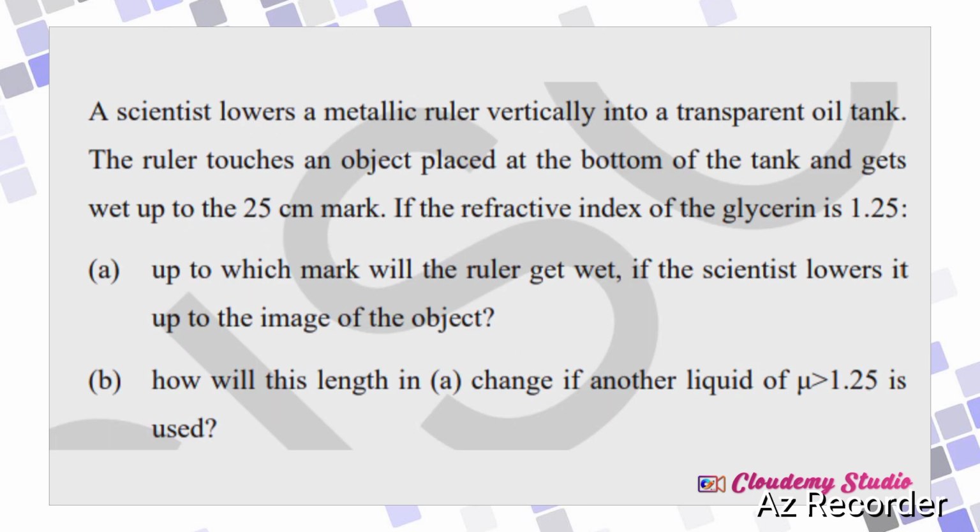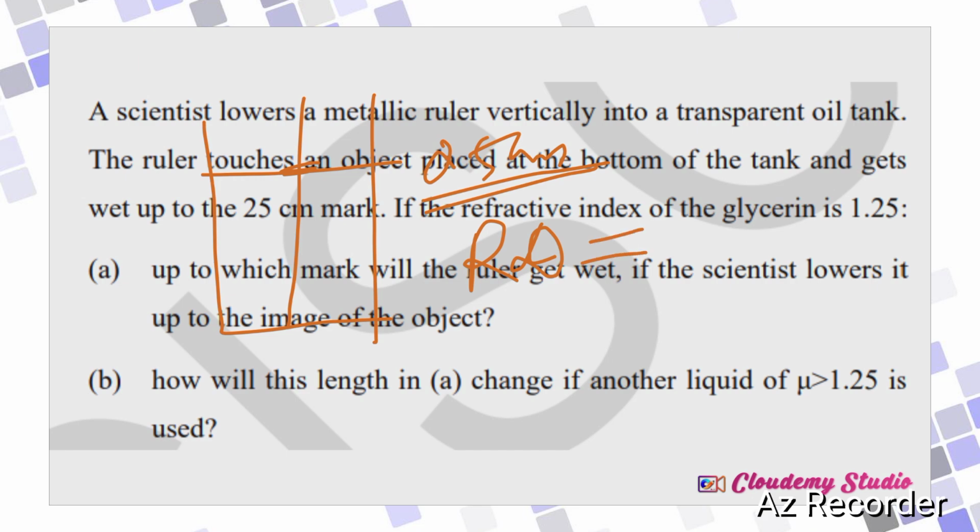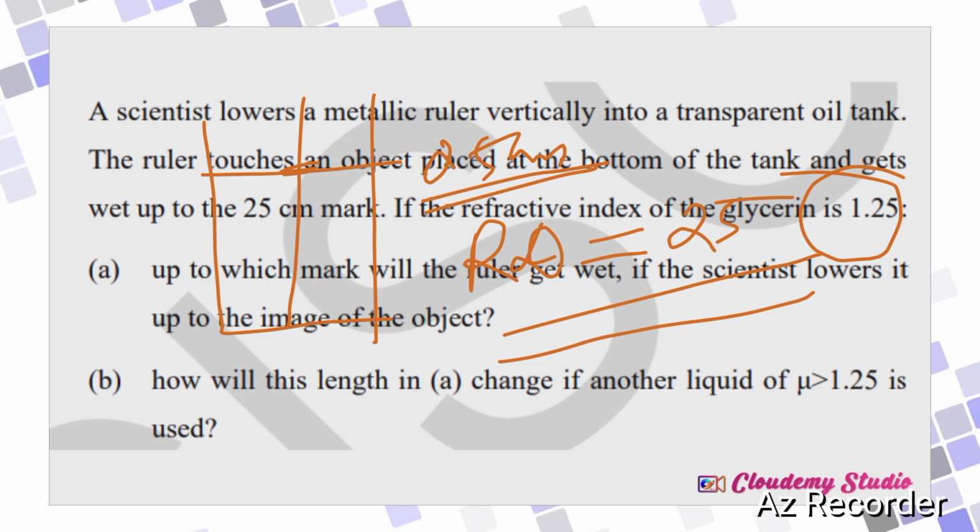So moving on to the next question, it is given that a scientist lowers a metallic ruler vertically into a transparent oil tank. The ruler touches an object placed at the bottom of the tank and gets wet up to the 25 centimeter mark, which means that the ruler which he has dipped inside the beaker gets wetted up to the 25 centimeter mark. Which implies that the real depth of oil inside the beaker is 25 centimeter. If the refractive index of the glycerin is 1.25, up to which mark will the ruler get wet if the scientist lowers it up to the image of the object?